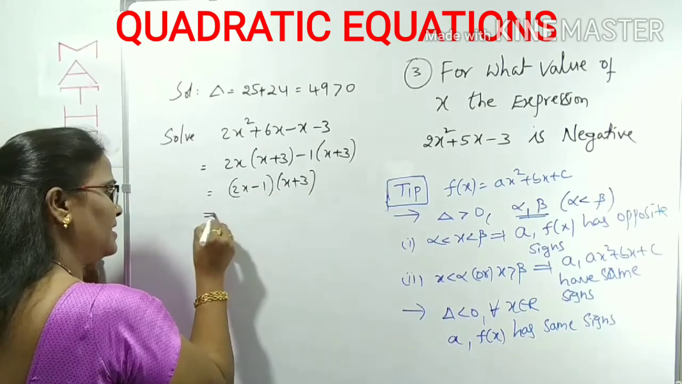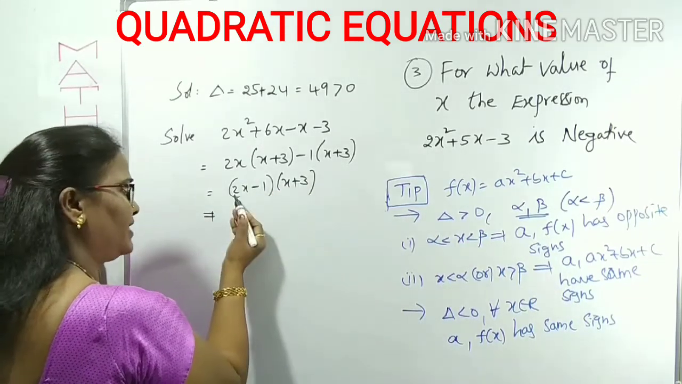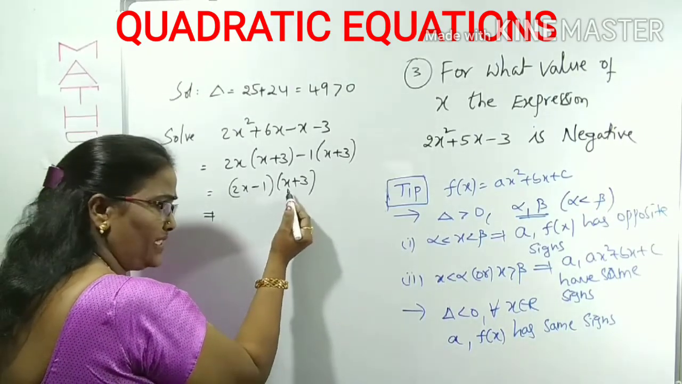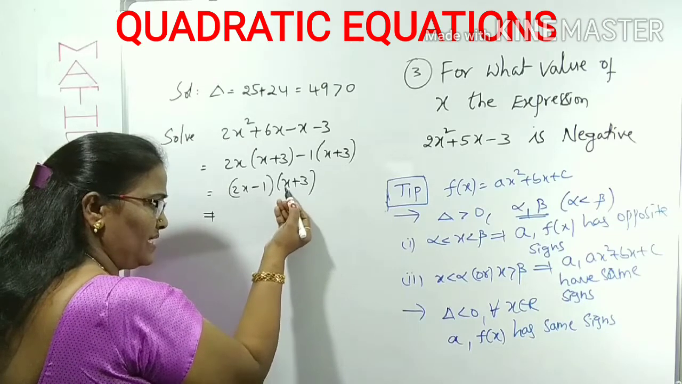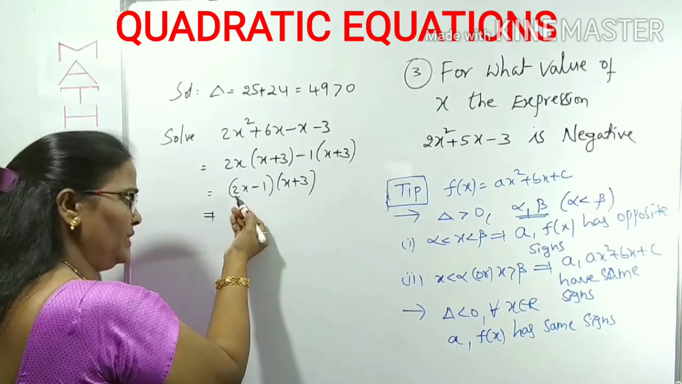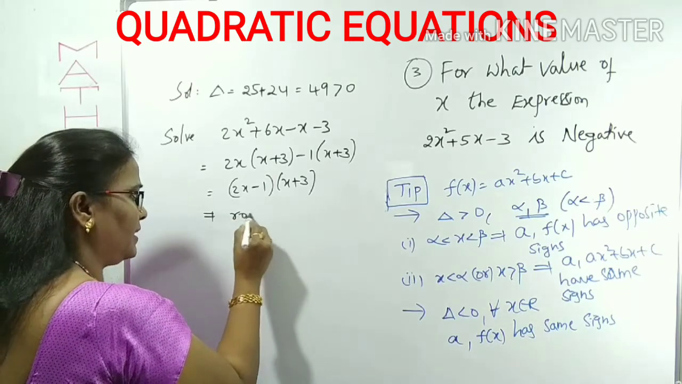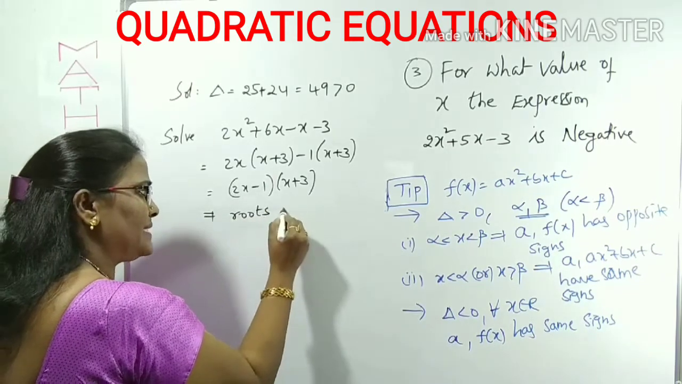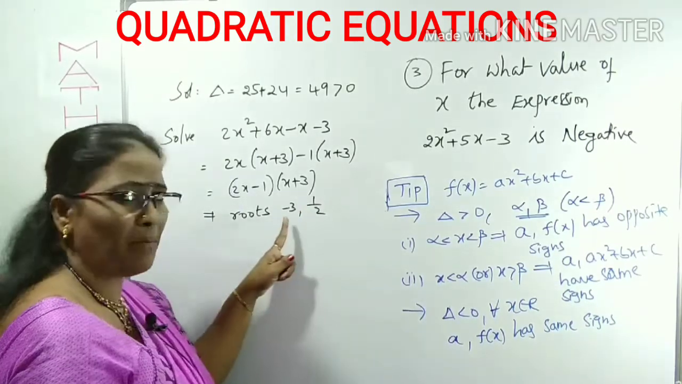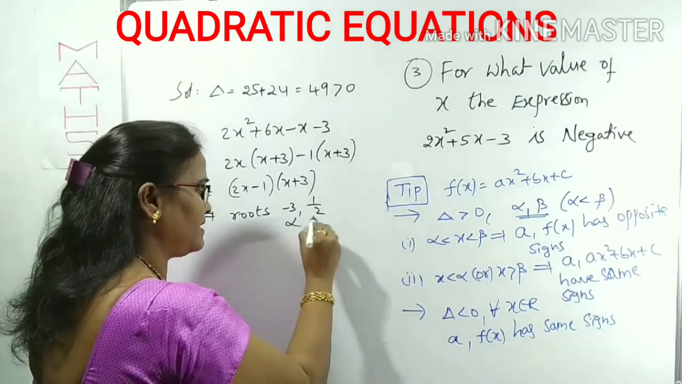What are the factors here? X equals minus 3 is one factor, x equals 1 by 2 is the other. Factor means it satisfies the equation. In this expression, what is satisfied here? X equals minus 3, and here x equals 1 by 2 will be true. Therefore, what are the roots here? Clearly, minus 3 is one root, another root is 1 by 2. Which is least? Minus 3. Let it be alpha, and the other beta.